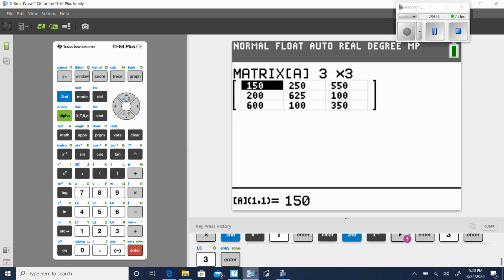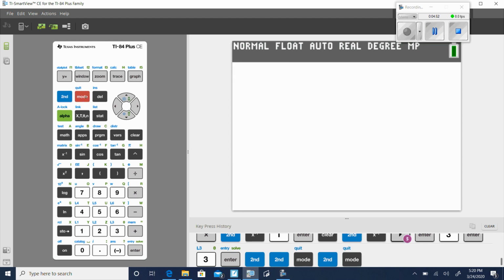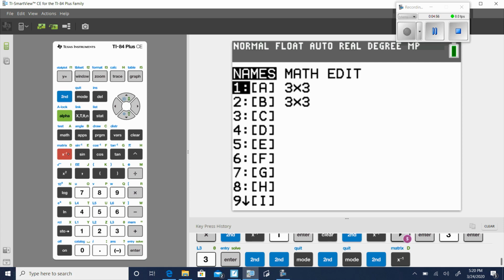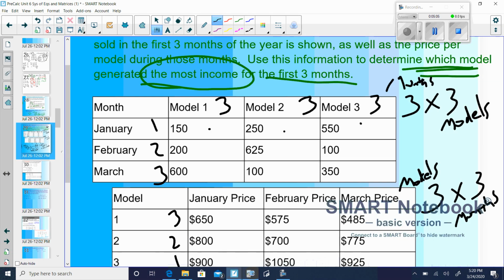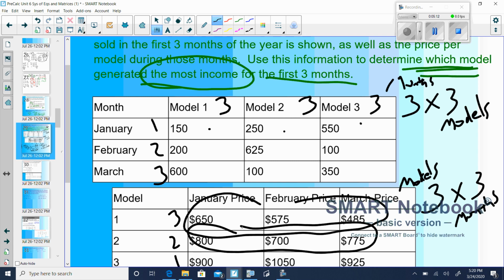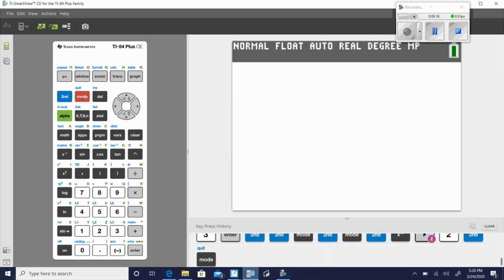Once you get that in, we're going to quit and we're going to go back in. So second X inverse right there to get back into matrix. You're going to come in and you're going to edit matrix B. And you want to put those values in row by row. Okay? So at the end, we have two matrices in the calculator. And so we do two things with them.